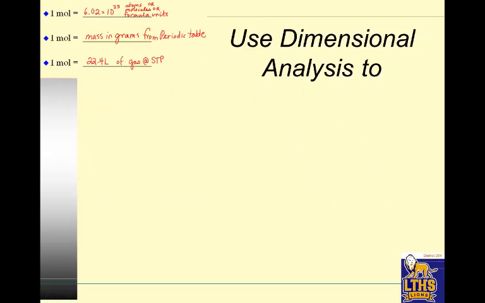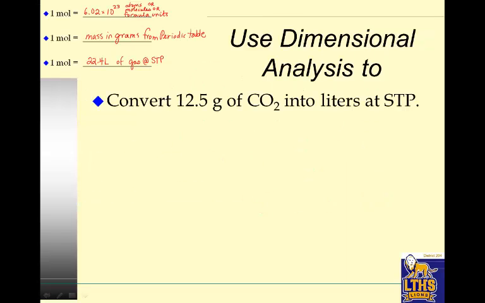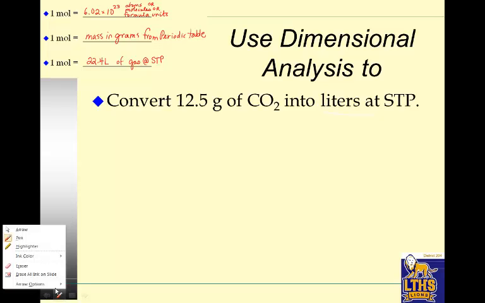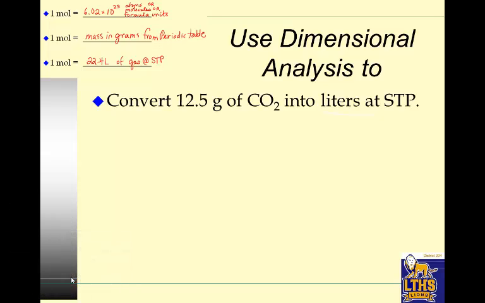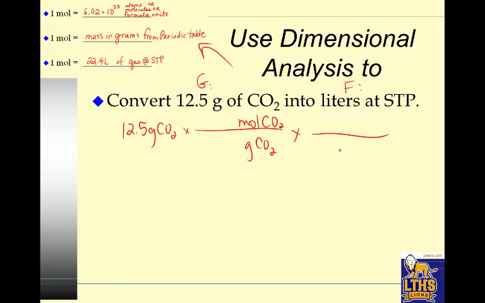So let's get busy. We need to convert 12.5 grams of carbon dioxide into liters of carbon dioxide. Your best bet is to start with your given. We're given 12.5 grams, and we're trying to find liters. So take 12.5 grams of what? CO2. Please give it a number and a label. Grams of CO2 is what we need to convert. We can change it to moles of carbon dioxide because of this conversion factor, and then moles of carbon dioxide can change into liters of carbon dioxide because of this conversion factor.